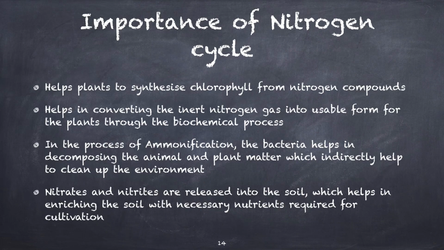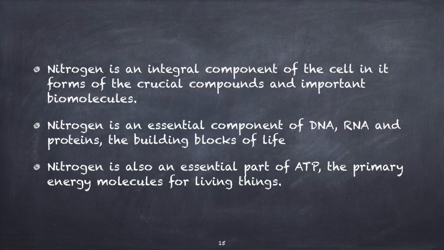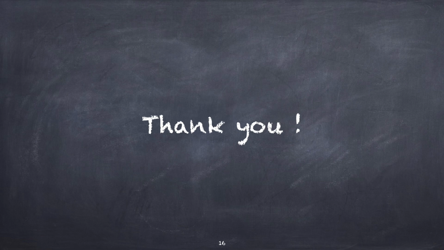As we come to the end of our discussion, let us look at the importance of the nitrogen cycle. First of all, it helps synthesize chlorophyll, and chlorophyll, as we know, is the most important part of photosynthesis. It is also helpful in enriching the soil. Now, in the ammonification reaction, the bacteria that help in decomposing the animals and plants are indirectly helping clean the environment. Nitrogen is an integral part of the cell. It is an essential component in DNA, RNA, ATP, so it forms very important building blocks and is very essential for living beings.